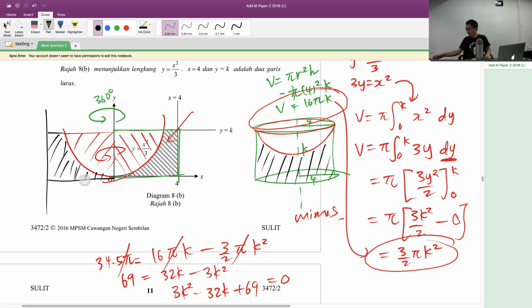So basically this is the area you want to, this is the volume you want to find. Yeah, I hope you can understand.